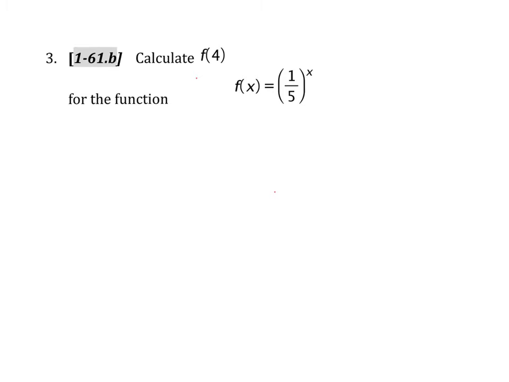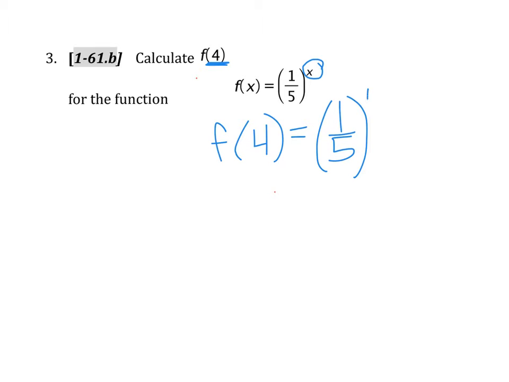Monday night homework number 3, calculate f of 4 for the function f of x is equal to 1 over 5 to the power of x. So remember from last week when we were working with evaluating functions, we knew to plug in this value given in place of the x in the function that's provided. So then we're going to rewrite this f of 4 equals, and instead of 1 over 5 to the power of x, it's going to be 1 over 5 to the power of 4. Now what exactly does that mean?